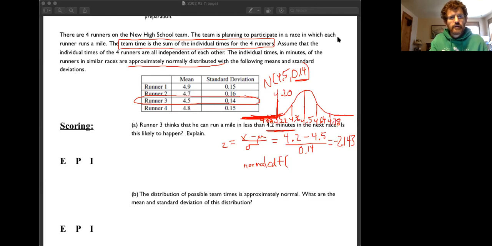sorry. My screen just went weird on my end, but it doesn't affect you guys. All right. Normal CDF, and now we're going from negative infinity, you can just put negative 99, to negative 2.143 with your standardized normal model of 0 and 1.